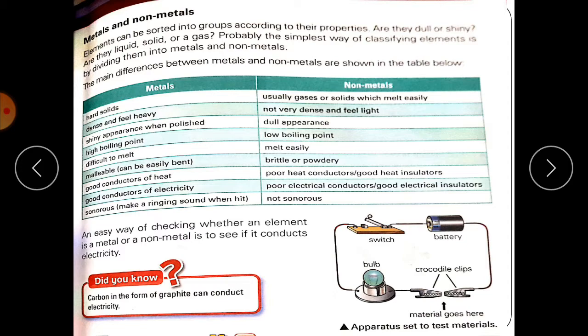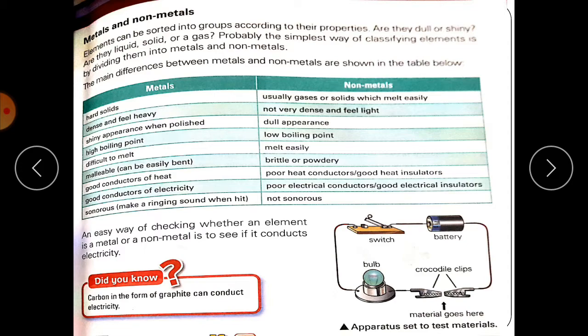Okay, now powdery form is also known as amorphous form. Okay, now metals are good conductors of heat and non-metals are poor heat conductors. They are good heat insulators. Good heat insulator means they do not conduct heat, or they are poor heat conductors.